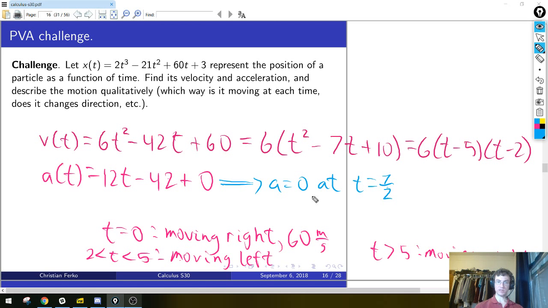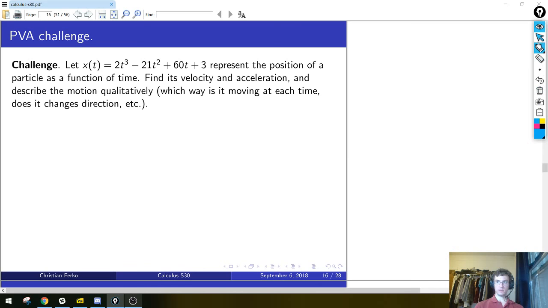So the acceleration goes from negative to positive here, right? Because beyond this, at large times, the acceleration is again positive. So he's back to moving to the right, and he's moving to the right faster and faster when we get to large time.